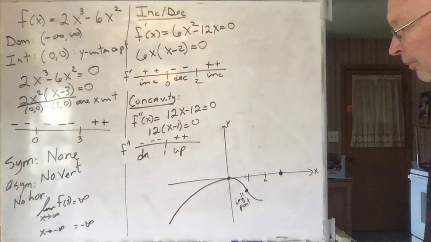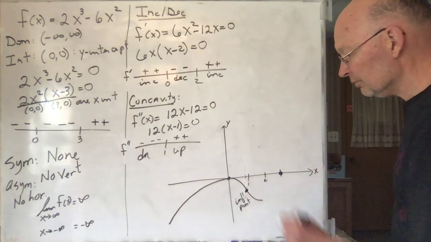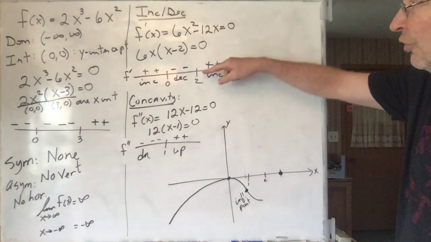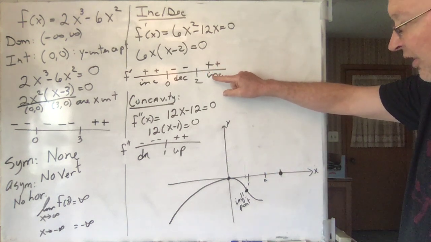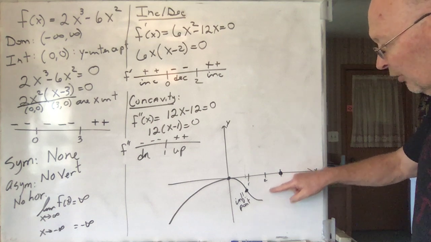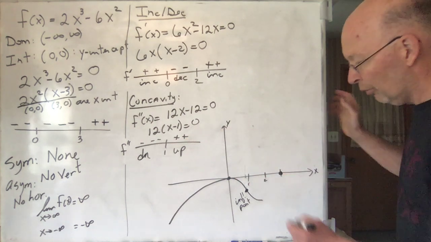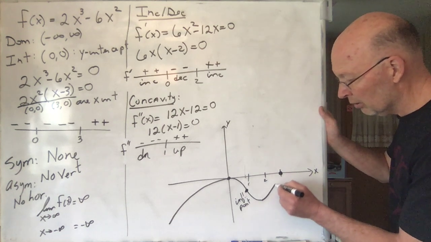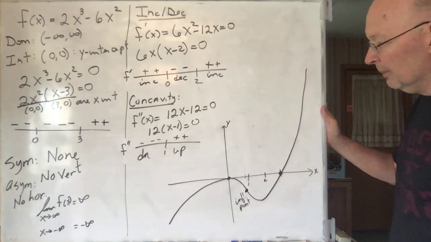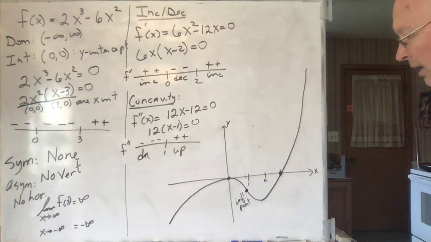Okay, that's an inflection point right there. That's at 1. And what happens at 2? After you get past 2, it starts increasing, and notice it's going to be concave up, and it's going to go through this point right here, and keep rising up like that. And so that's the idea.